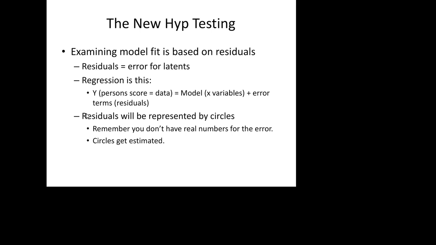Residuals in a formal picture will be represented by circles. In the pictures that we're going to make with SimPath or SimPlot, it just doesn't show them to you. But remember, we don't have a number in the data set that's error. The only thing we have are these square variables. And so what happens is error gets estimated, so it's a circle. Remember, circles get estimated, squares are in the data set. Since we're estimating error based on the rest of our model, it ends up being a circle.